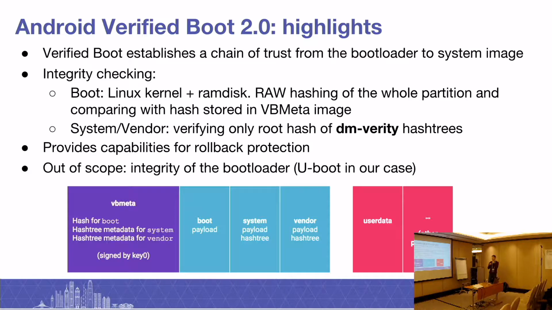The second major feature is rollback protection. We provide a way of securing against rollbacks and flashing old firmwares. Out of scope in this case is the integrity of the bootloader itself. That should be vendor specific: different vendors provide their own chain of trust up to the bootloader, in this case U-boot, to verify the U-boot image or SPL.